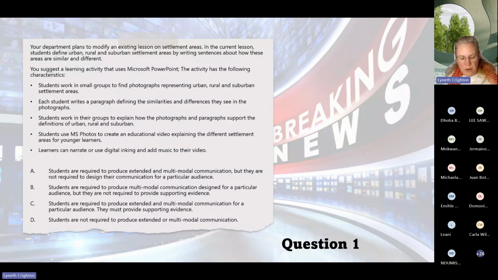So if we go, is it extended or multimodal? Yes, because they are creating a video explaining the different settlement. Yes, is there supporting evidence? They have researched themselves based on the definitions. They've looked at photos and come to their own conclusions. And lastly, yes, there is a particular audience because they were talking about younger learners. So this would be a level 4.